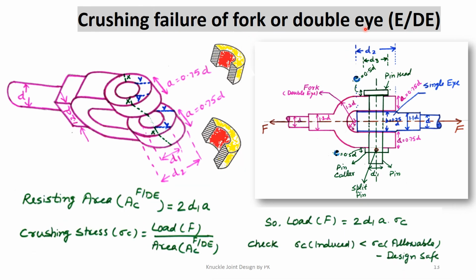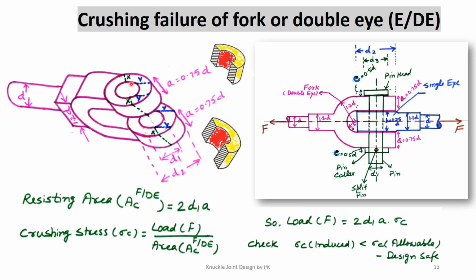The fork or double eye can also fail in crushing mode. So the next failure is the crushing failure of the fork or the double eye. Again, we see that this fork is in contact with the pin at the upper portion here, as well as on this lower portion here. To find the crushing failure, we have to see which area of the pin is in contact with the fork, the upper eye as well as the lower eye. So let us see the three-dimensional view of this fork.